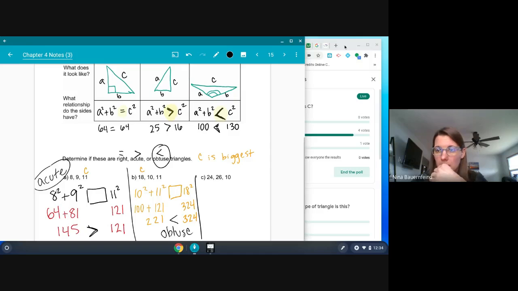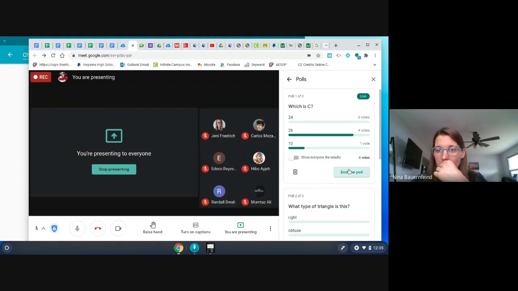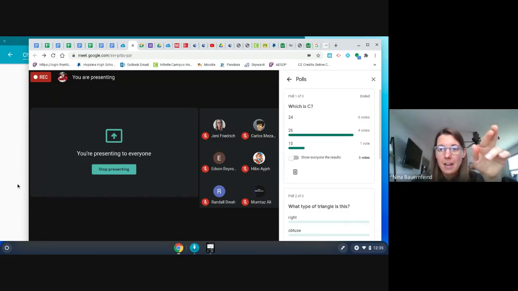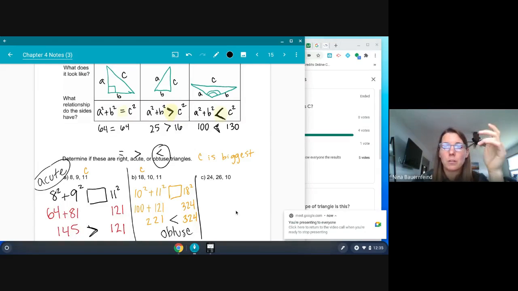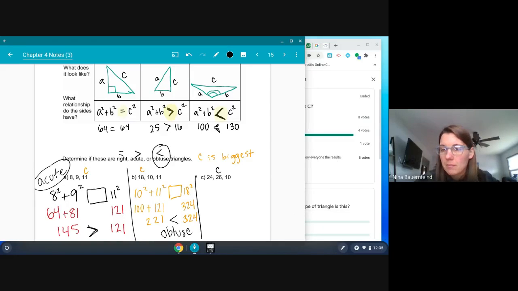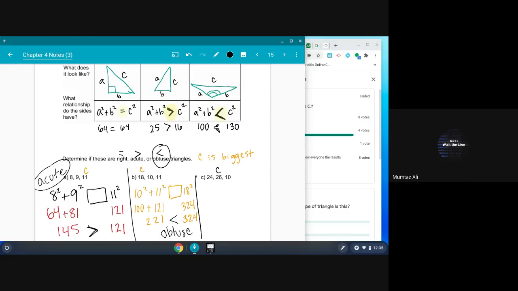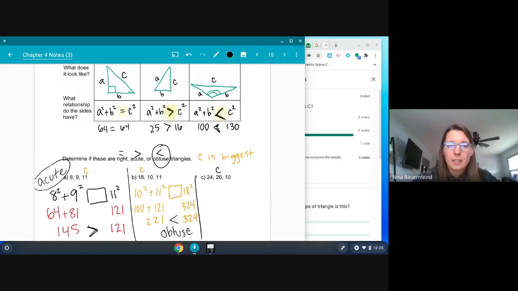Okay, let's see what we got. And the poll, good. So 26 is in fact the C value. And why do we know that that's C? How did you guys know it was C? You can speak or you can type. Because C is always the biggest. You got it, exactly. So once we figure out what C is, then you can just set up this part like this.